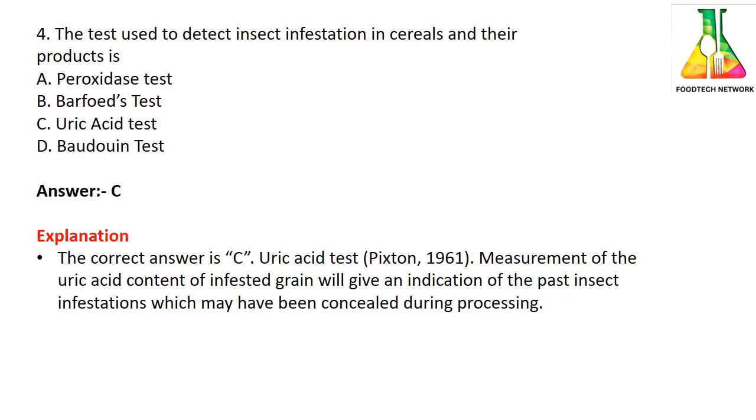Uric acid test: measurement of the uric acid of infested grain will give an indication of past insect infestation, which may have been concealed during processing.